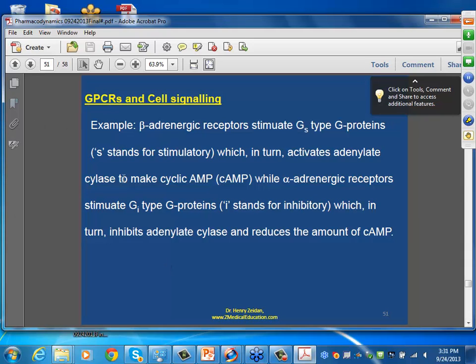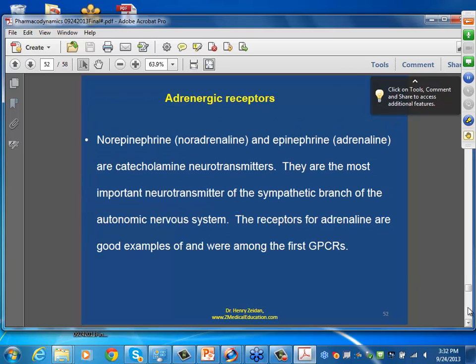G protein, common examples, adrenergic receptors, beta 1s, dealing with GS proteins, stimulation of G proteins. So you're dealing with cyclic AMP, GI inhibitory, decreasing cyclic AMP. We already mentioned that. Now we slow down on those last few slides. Adrenergic receptors, muscarinic receptors, and neurotransmitter receptors. That will be the end. Just 3 more slides and you're ready to go to autonomic nervous system.